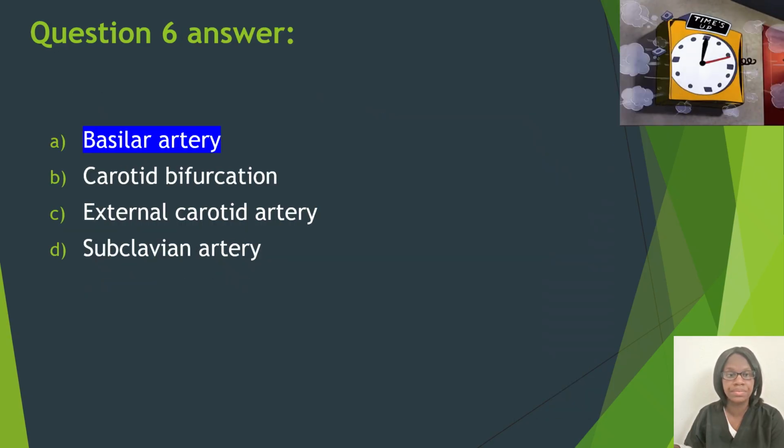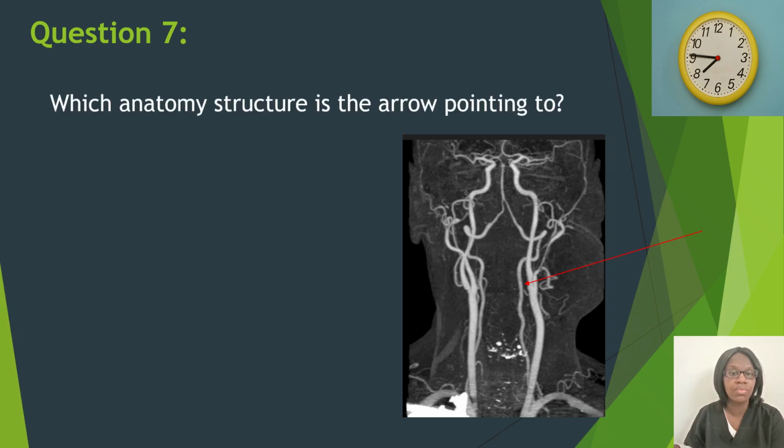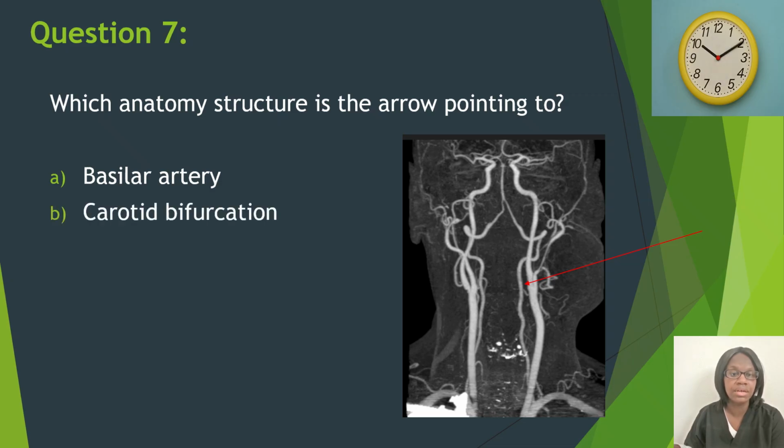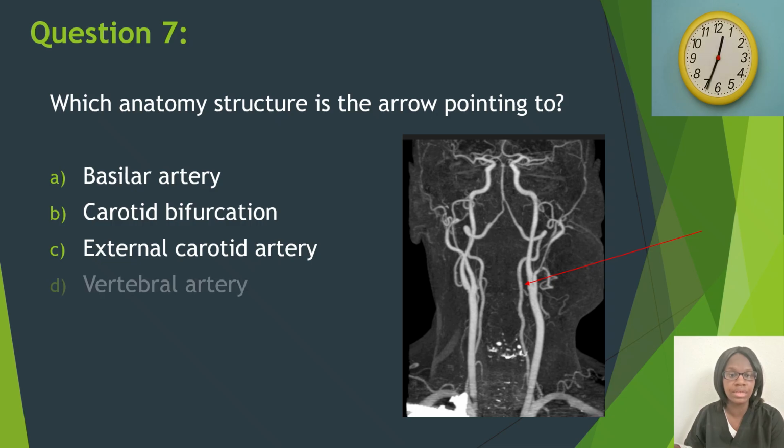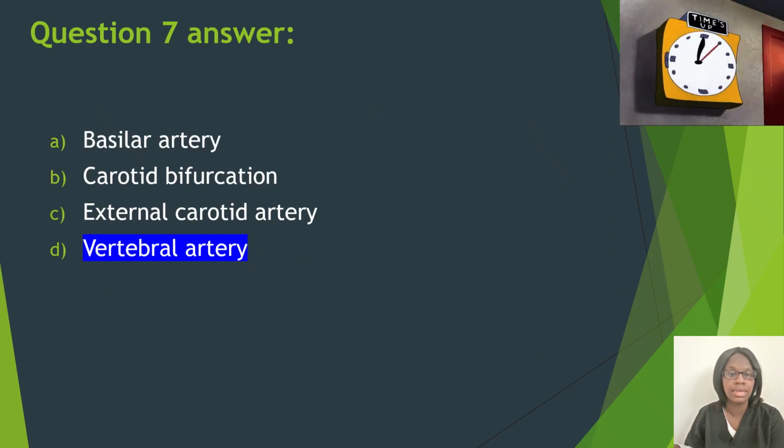Basilar artery. Question 7. Which anatomy structure is the arrow pointing to? A. Basilar artery. B. Carotid bifurcation. C. External carotid artery. D. Vertebral artery. All right, the correct answer is D.